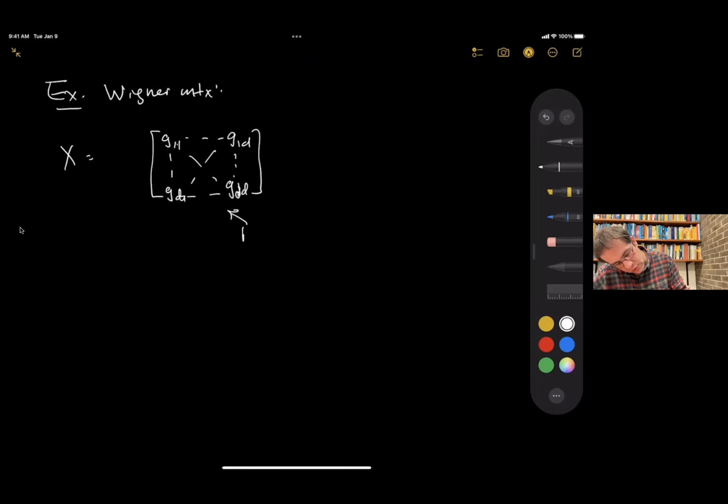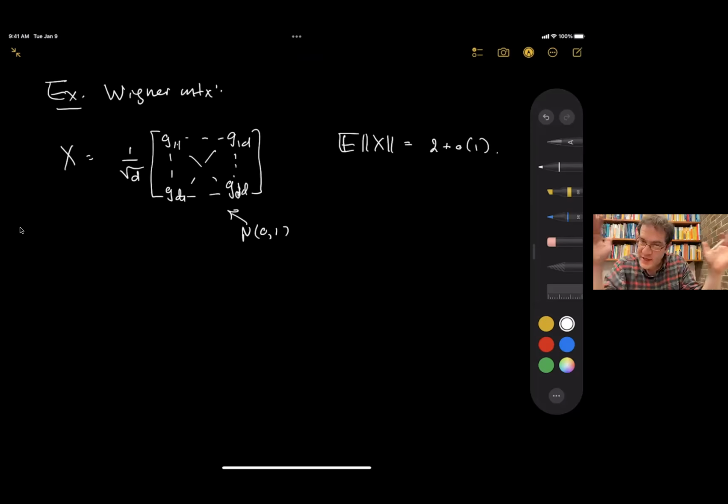These are IID normal 0, 1. I have to normalize it by 1 over square root d. So we saw in the very beginning that the expected norm, the range of the spectrum, is exactly 2 plus little o(1), because in the limit as d goes to infinity, the eigenvalues are from -2 to 2, as in the semicircle distribution.